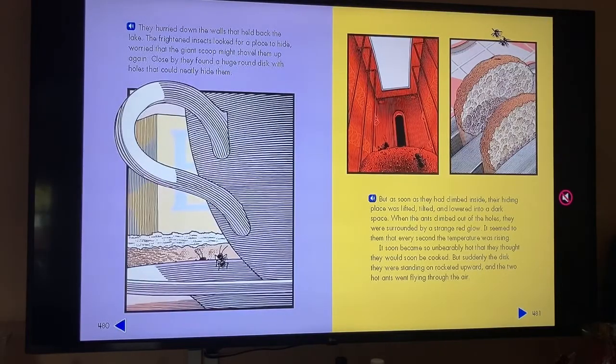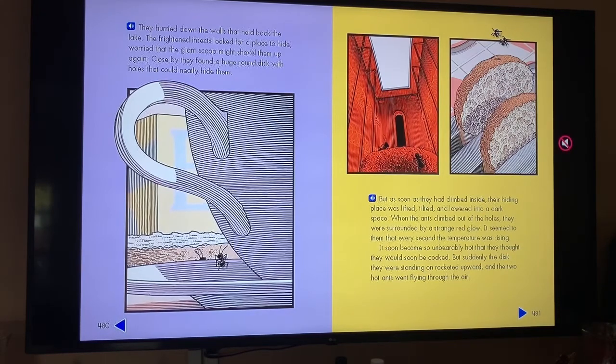They hurried down the walls that held back the lake. The frightened insects looked for a place to hide, worried that the giant scoop might shovel them up again. Close by, they found a huge round disc with holes that could neatly hide them. But as soon as they had climbed inside, their hiding place was lifted, tilted, and lowered into a dark space.